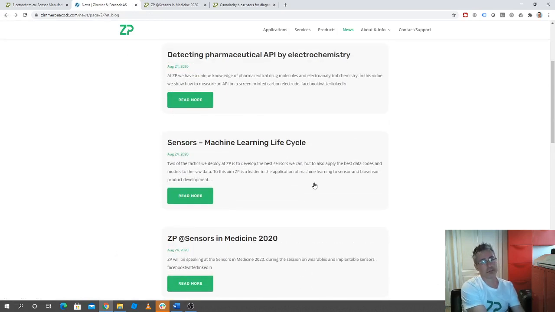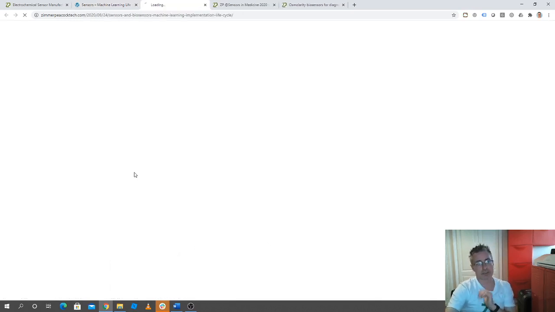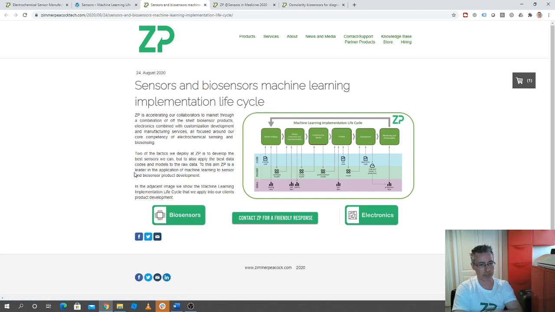At Zimmer and Peacock, I'm really promoting the idea now of using machine learning in biosensor development. We are very well known for making biosensors, but we're really getting into machine learning as well. I think it makes a big difference when you're developing a biosensor to bring in machine learning strategies and tactics. So we do have some pages around the use of machine learning in biosensor development, and I would encourage any entrepreneurs out there who are interested in working with Zimmer and Peacock, come to us for the biosensing, but also come to us for the data analysis and the algorithm development as well.